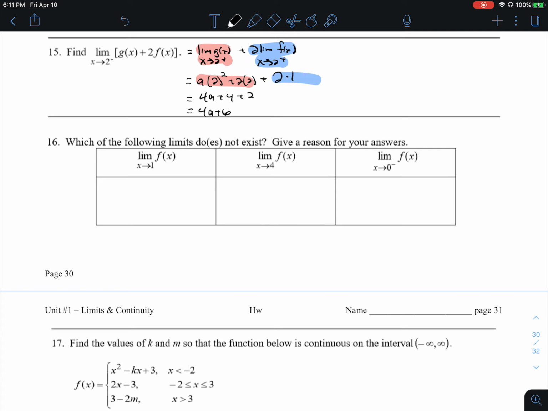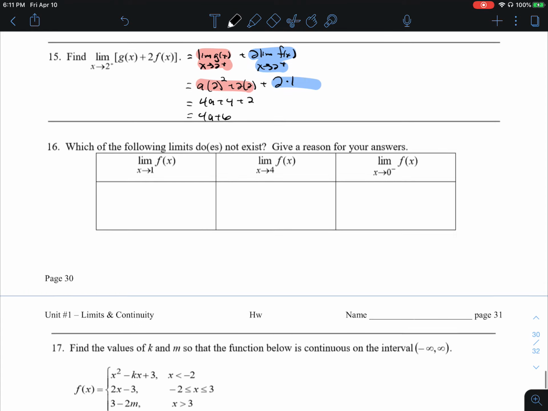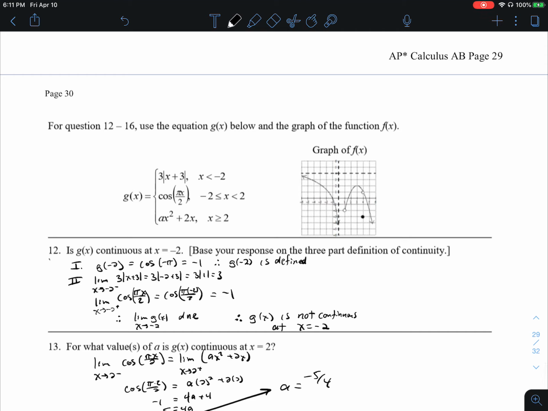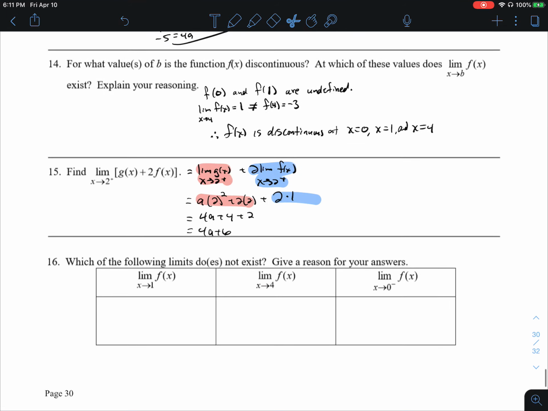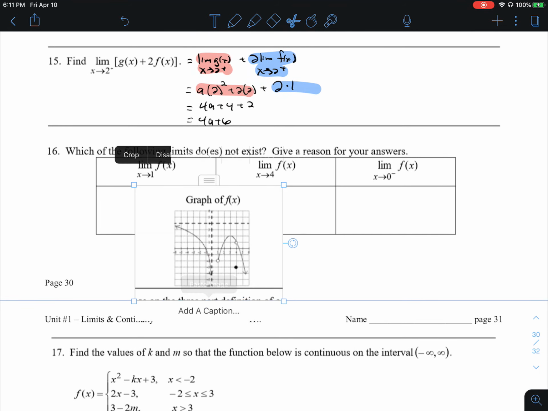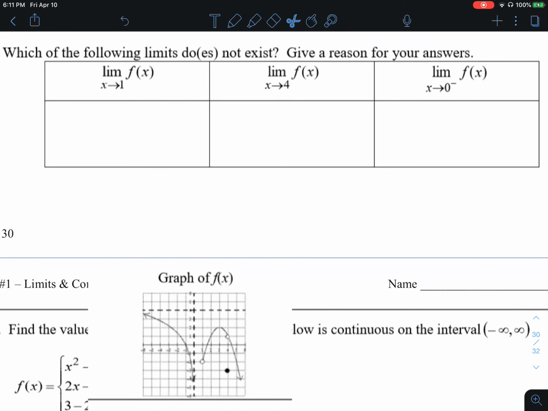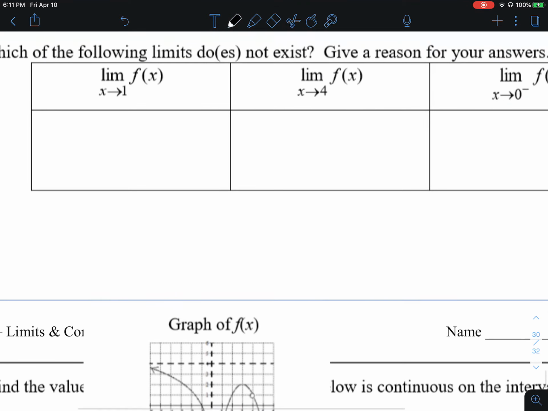16. Which of the following limits do or does not exist? Give a reason for your answers. And I wish I wouldn't have erased function f. The limit of f of x as x approaches 1. Let's look back at the graph. Let me bring this back down here again. Well, as x approaches 1, that limit does not exist. The left and right limits do not agree.